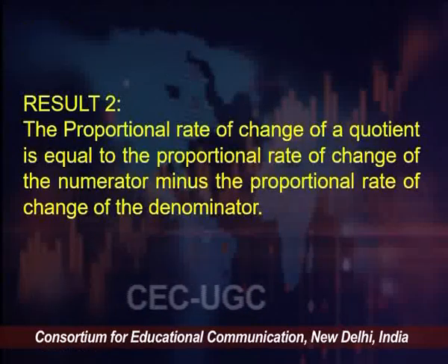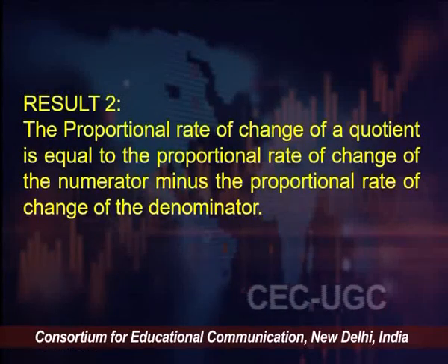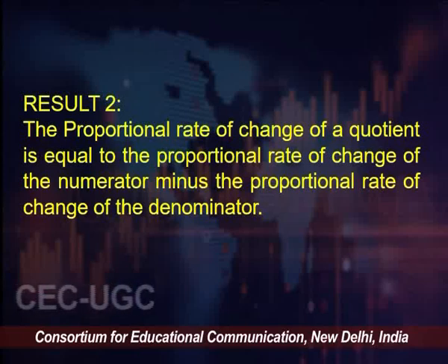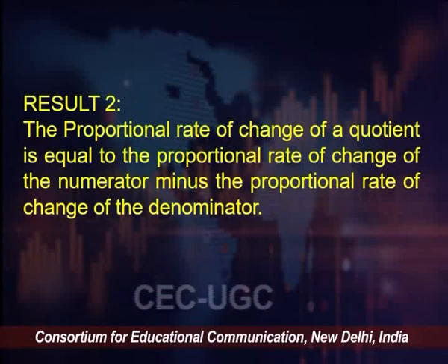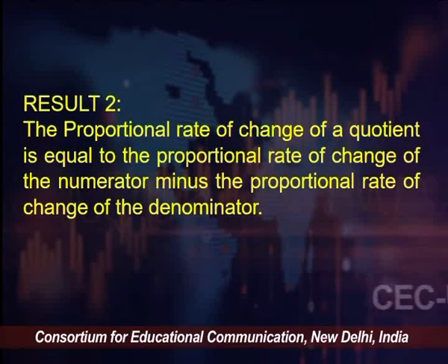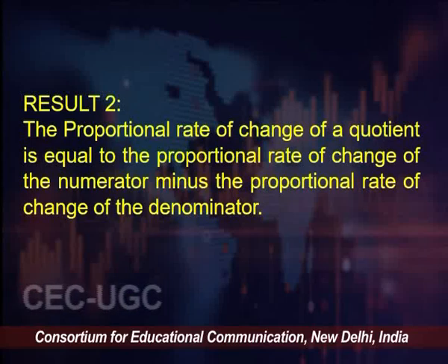Our second result relates to the proportional rate of change of a quotient. And here we have that the proportional rate of change of a quotient is equal to the proportional rate of change of the numerator minus the proportional rate of change of the variable in the denominator. Let us look at the derivation of this result.